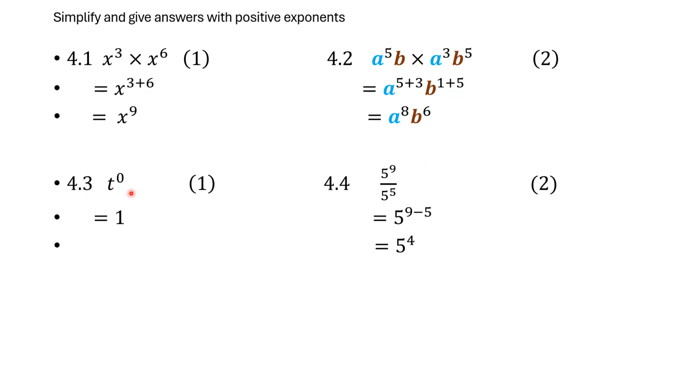4.3, from your rules, you should know anything to the power 0 will always equal 1. So 1 mark there if you wrote 1 correctly.